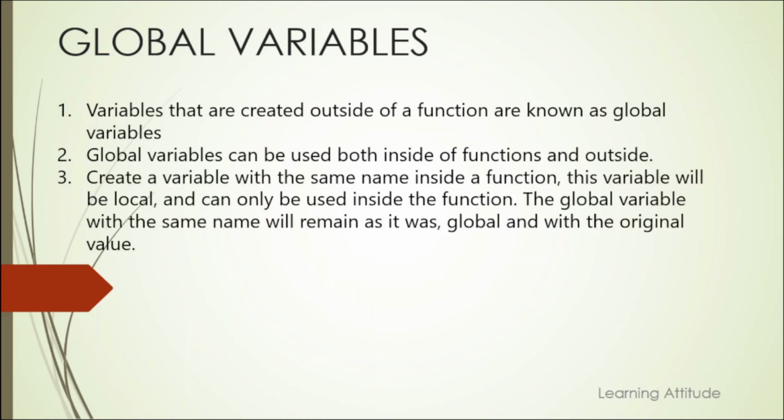Create a variable with the same name inside a function. This variable will be local and can only be used inside the function. The global variable with the same name will remain as it was, global and with the original value. So to understand this point, let's see one example for this.